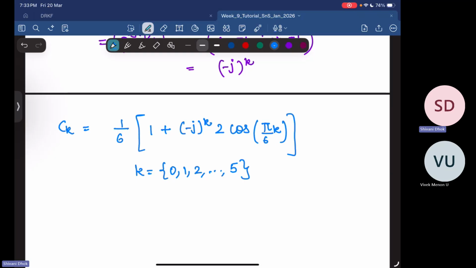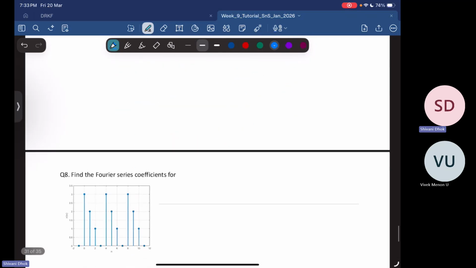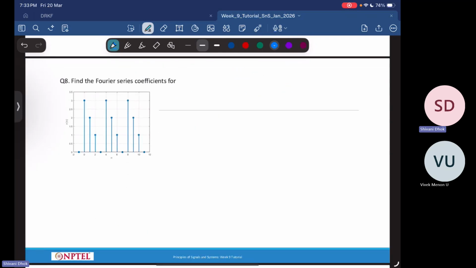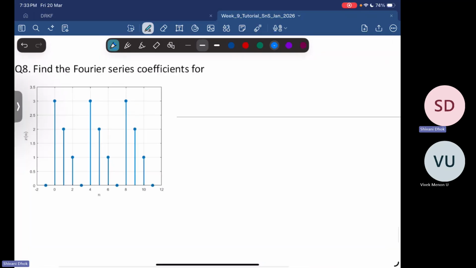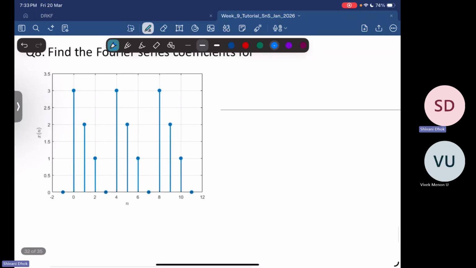Okay, if no questions, then let's move on to the next one. So the next question says that again we need to find the Fourier series coefficients for this one.